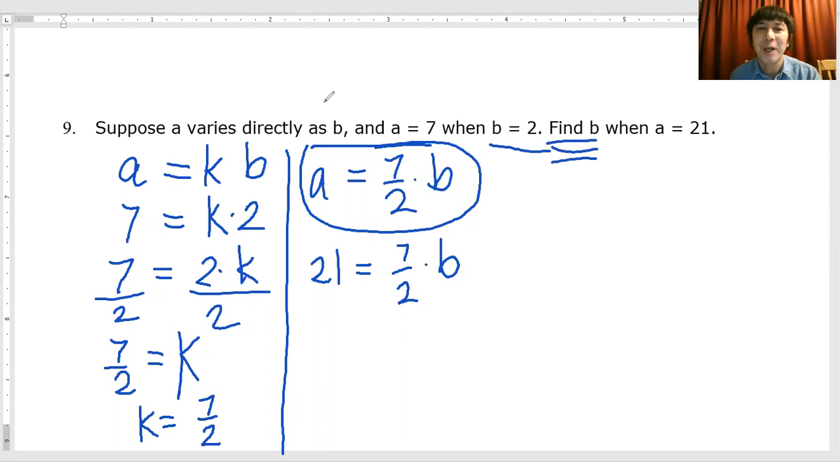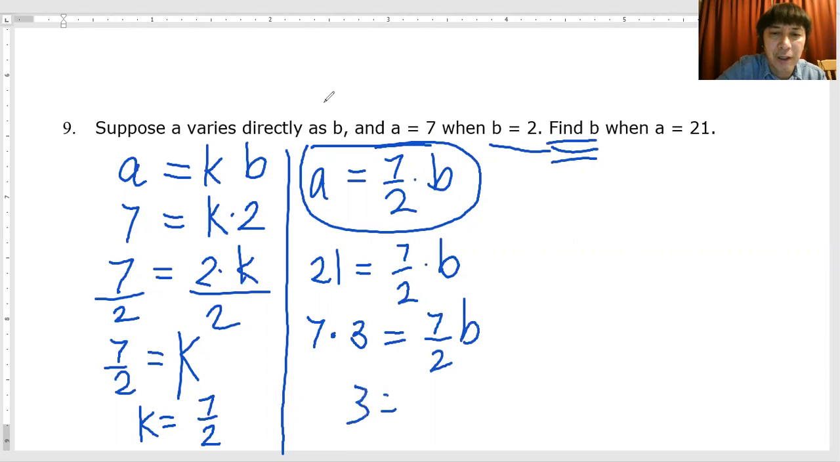So we can actually get the factors. We have here 7 times 3, that's the equivalent of 21, and here is 7 over 2 b. We can divide by the 7. Dividing both sides by the 7 will make this equation 3 equals 1/2 b. Simply divide by 7 and the 7s will be gone. That will become 3 at the left side and you have 1/2 b.